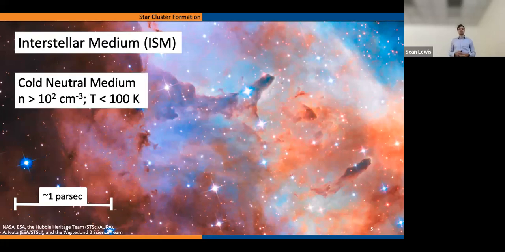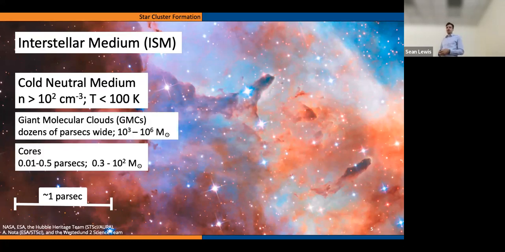The interstellar medium has different categorizations based on its physical properties. So we have the cold neutral medium, which is the densest of that gas. It's cold, as the name implies, typically below 100 Kelvin. There are also larger complexes of cold neutral medium gas, which are called giant molecular clouds. Those can be dozens of parsecs wide or larger, between thousands and millions of solar masses of material. That's hydrogen gas, hydrogen and helium mostly.